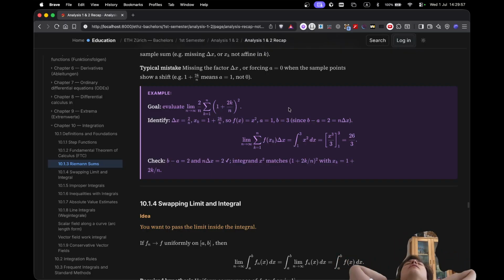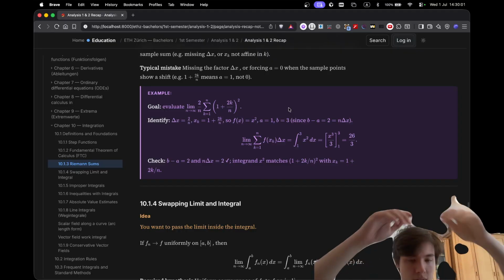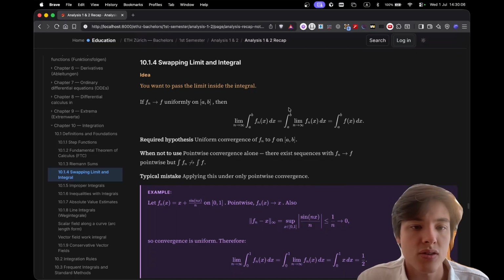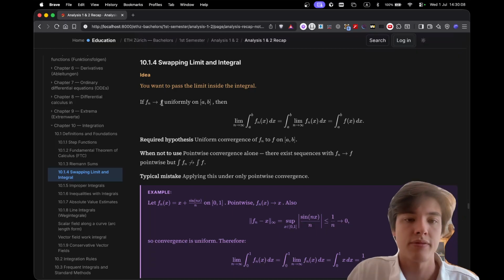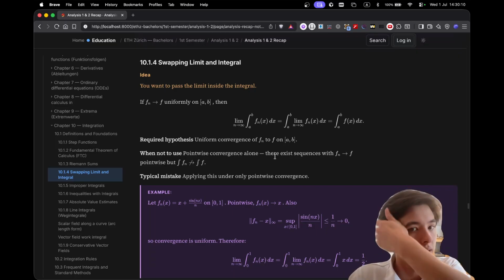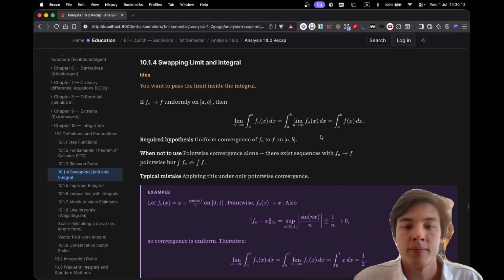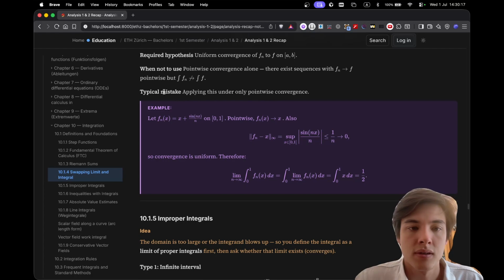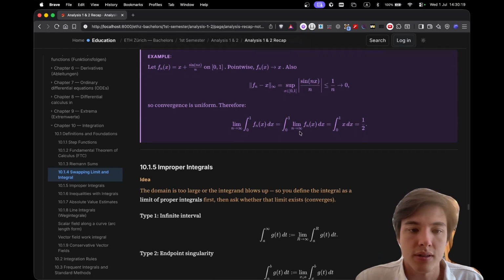What am I doing wrong? Ah, let's continue. Swapping limits and integrals. If it's uniformly convergent, then we can swap the limits and the integral. Whatever, let's skip this.